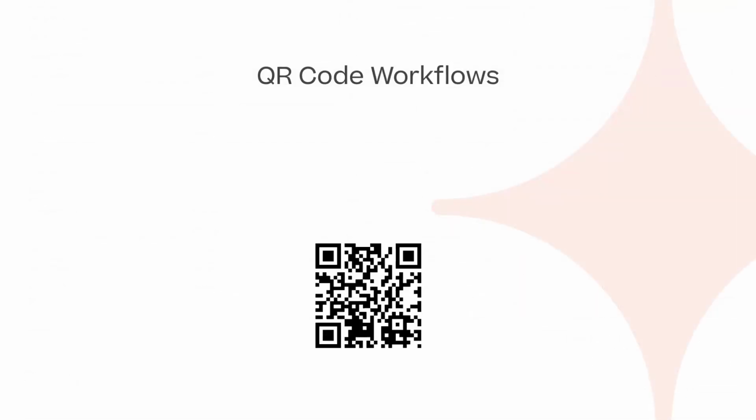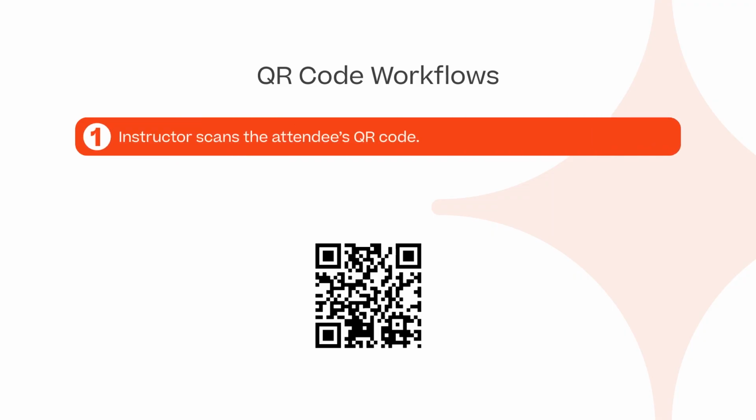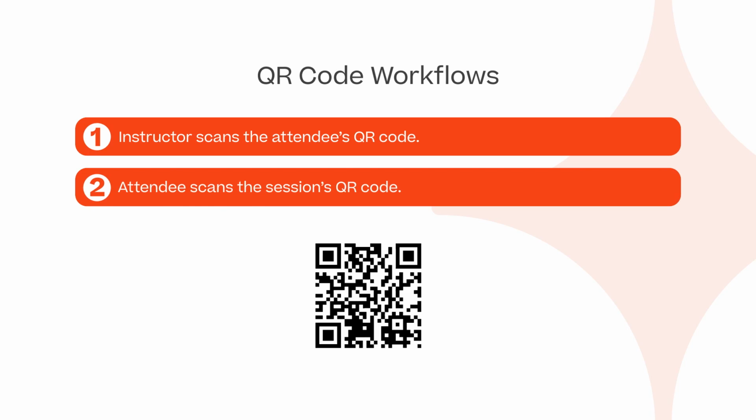Cornerstone CSX app provides 2 workflows that can track ILT session attendance using QR codes. 1. The instructor scans the attendee's QR code, and 2. The attendee scans the session's QR code.